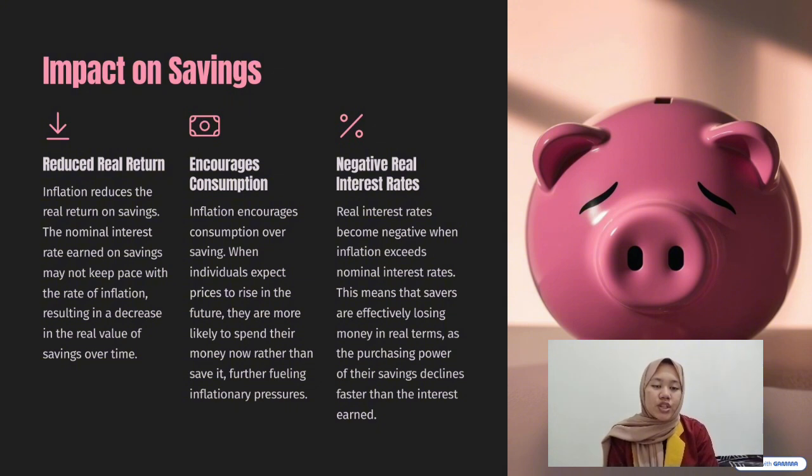Negative real interest rates. Real interest rates become negative when inflation exceeds nominal interest rates. This means that savers are effectively losing money in real terms, as the purchasing power of their savings declines faster than the interest earned.